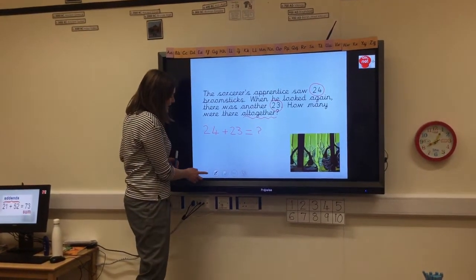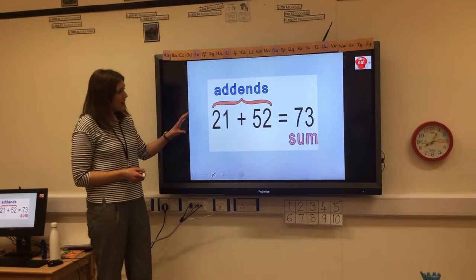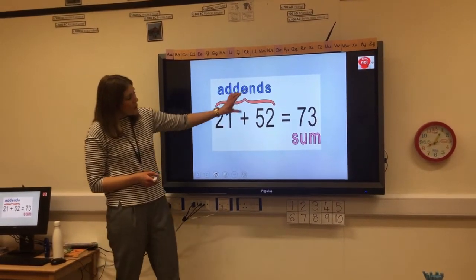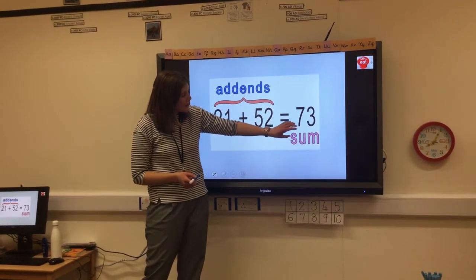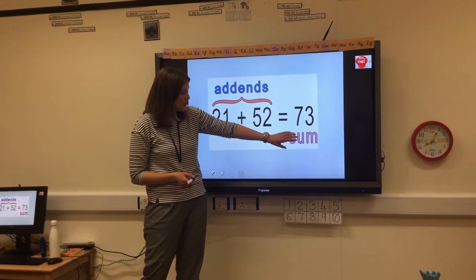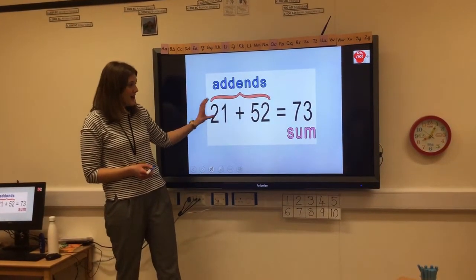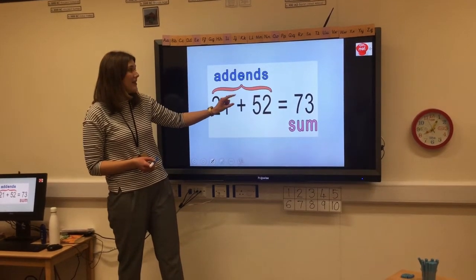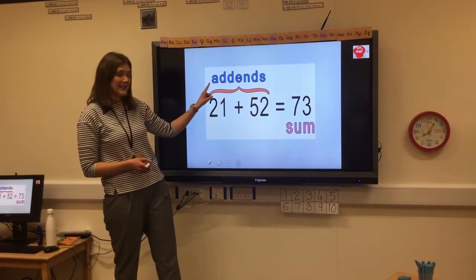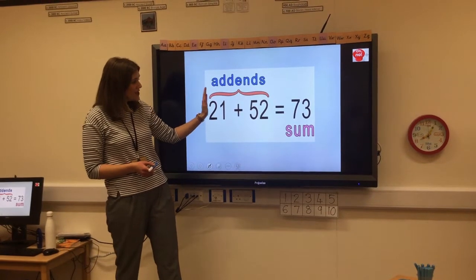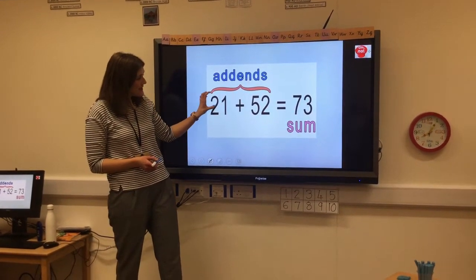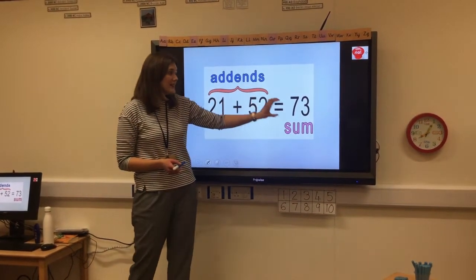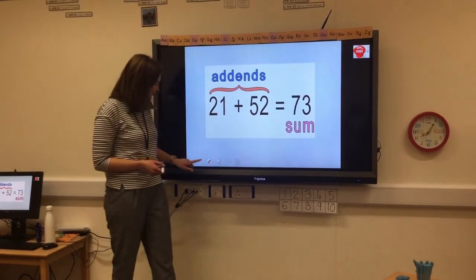Now it's really important in maths that we use the correct vocabulary. So I just want to show you this. What we're going to work out in our problem is called the sum or the total. This part here isn't called the sum. These are the numbers we're adding together and their special name is the addends. So I just wanted to show you visually what we're going to do is add together the addends to get the sum or the total.